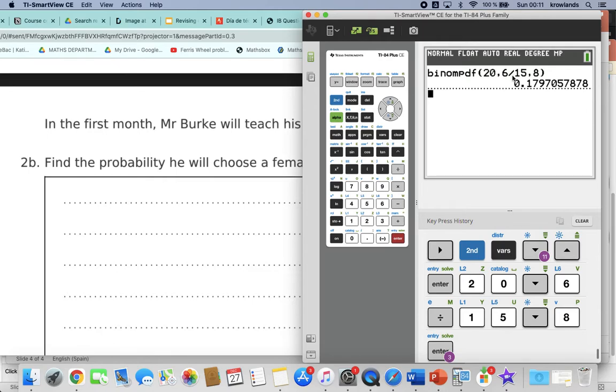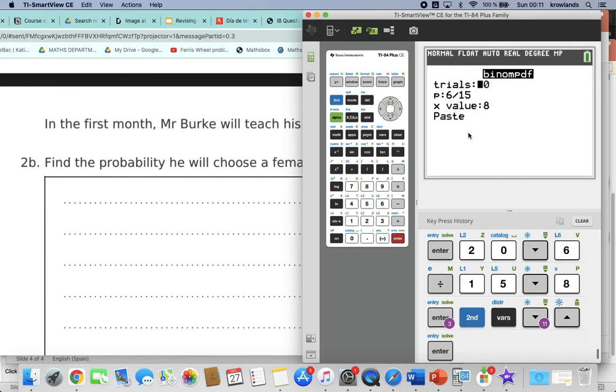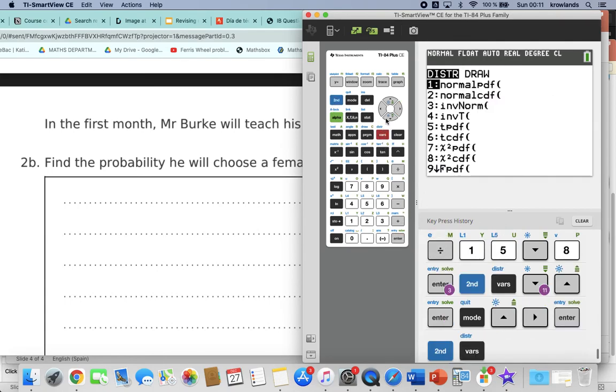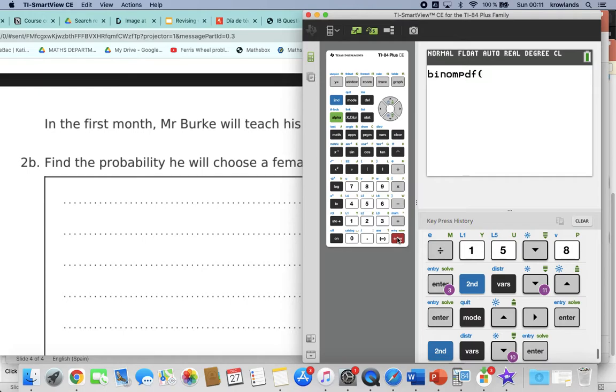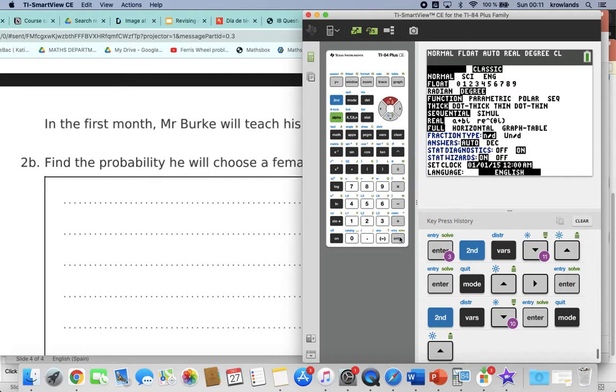What you've got to remember is if your calculator doesn't look like mine when I press binomial PDF, and doesn't have a nice layout like this, you need to go to your mode and change your mode slightly. Mine seems to be in maths print at the moment, but normally classic really helps this mode. And obviously all these calculators differ very slightly depending on what kind of calculator you've got. My calculator seems to prefer to be in maths print mode.